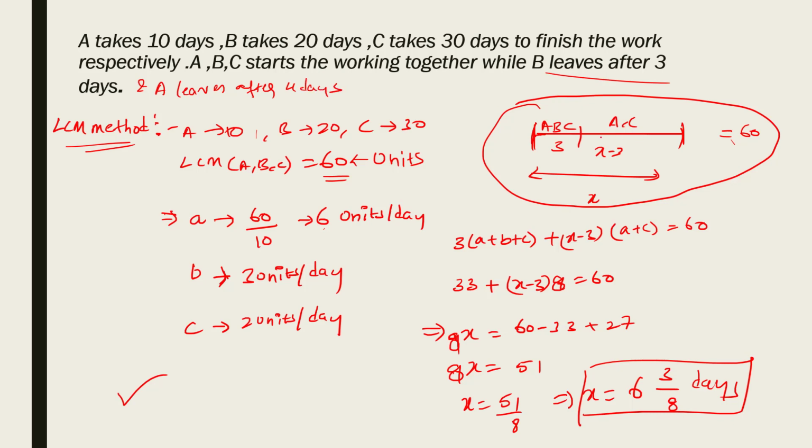Like, for suppose, for 3 days ABC are there, and for one day A and C are working together. So this is one day, and after one day, what is happening? After one day A is also leaving, so only C is working. So this is how you draw the figure reading the question, and drawing the figure will make it easier to find the equation. And when you find the equation, it is very simple. Just calculate and you'll get the answer very easily.